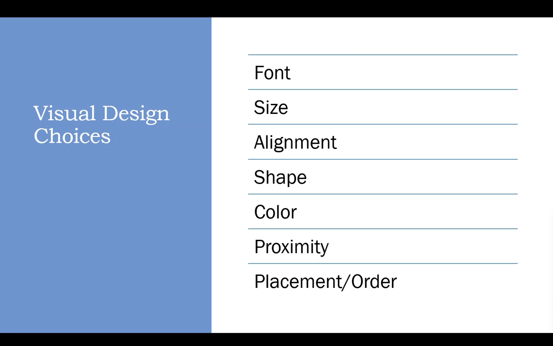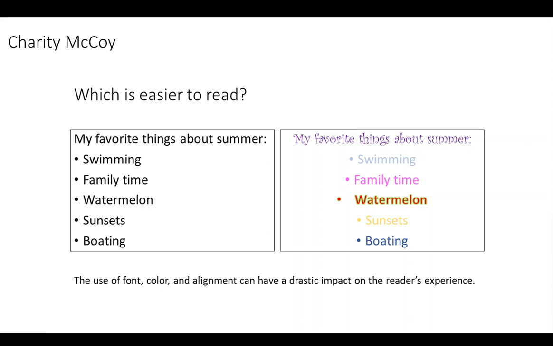And the types of choices we make have to do with the fonts we choose, the size of font, alignment, shape, color, proximity, where we place things, the order we place things, and really just the images we choose to use and such. So let me show you an example of some choices you can make in visual design. Throughout this presentation, I'm going to show some slides that some of the students in the Educational Technology Leadership Program have made. So here's one, trying to highlight some of the different decisions you can make with text.